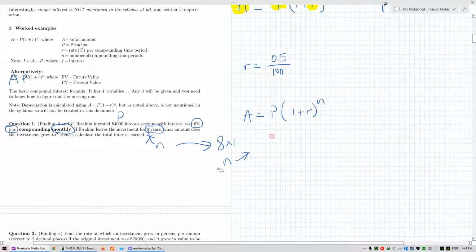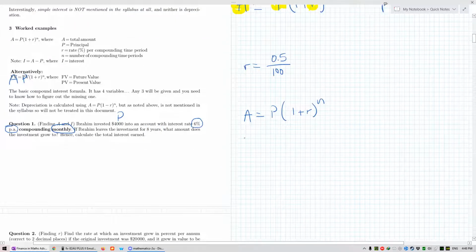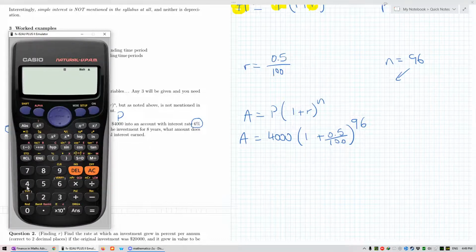So let's just get started. N is 96. Let's keep that in mind. So N is equal to 96. I'll just leave that on the side. What's P? What do we start with? $4,000. 1 plus R is 0.5 over 100, all to the power of N. Now N was 96, remember? 96. And we're pretty much done. So just put all that in the calculator.